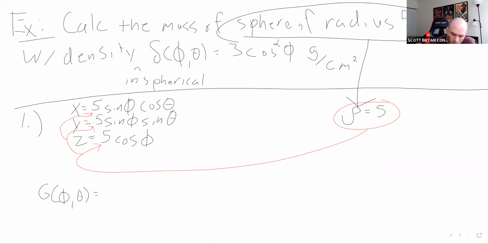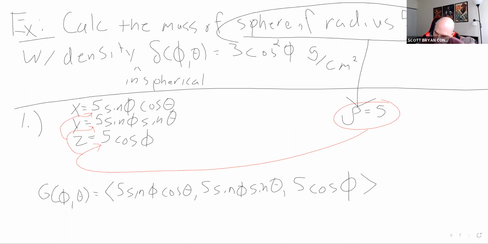So g of phi, theta is going to be: x is 5 sine phi cos theta, y is 5 sine phi sine theta, and z is 5 cos phi. And we need to get our bounds for phi and theta. There's my beautiful sphere. So we're getting the entire sphere.